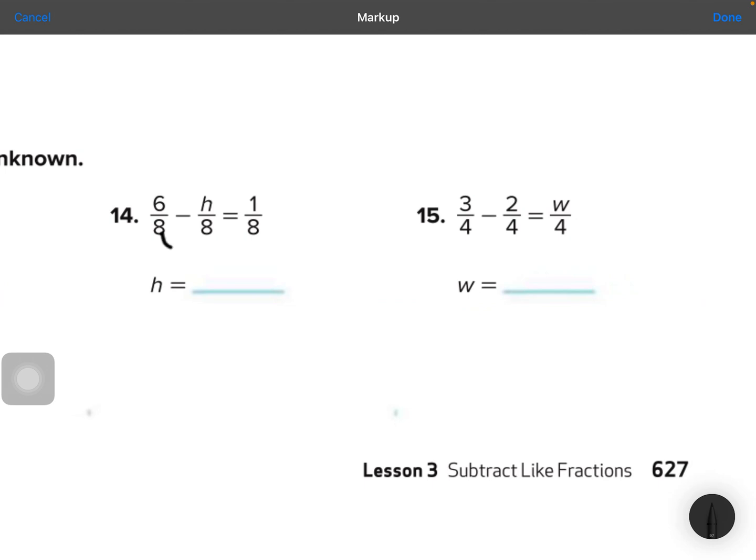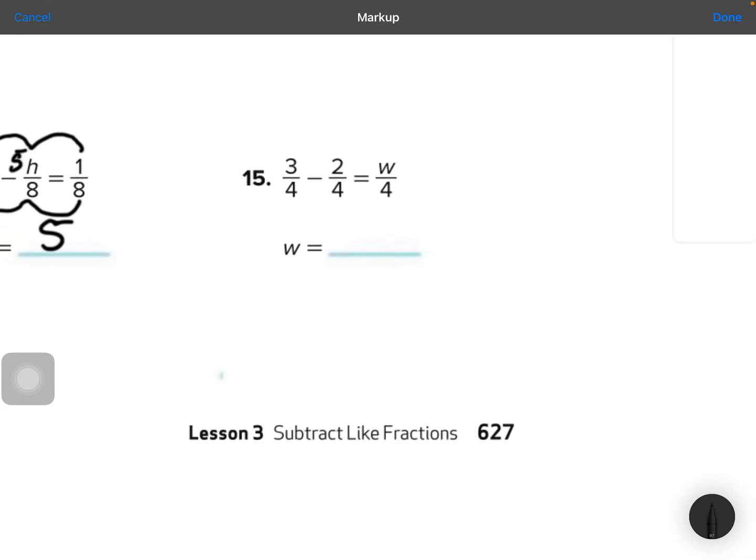Okay, let's look at what we've got here. Looks like they brought the denominator across, so they did that correctly. And then 6 minus something equals 1. Well, I can do plus, and it's going to be, let's see, 5 would be the answer I need to be. So h is 5. 6 minus 5 would equal the 1. There's no plus in that. Silly Billy.